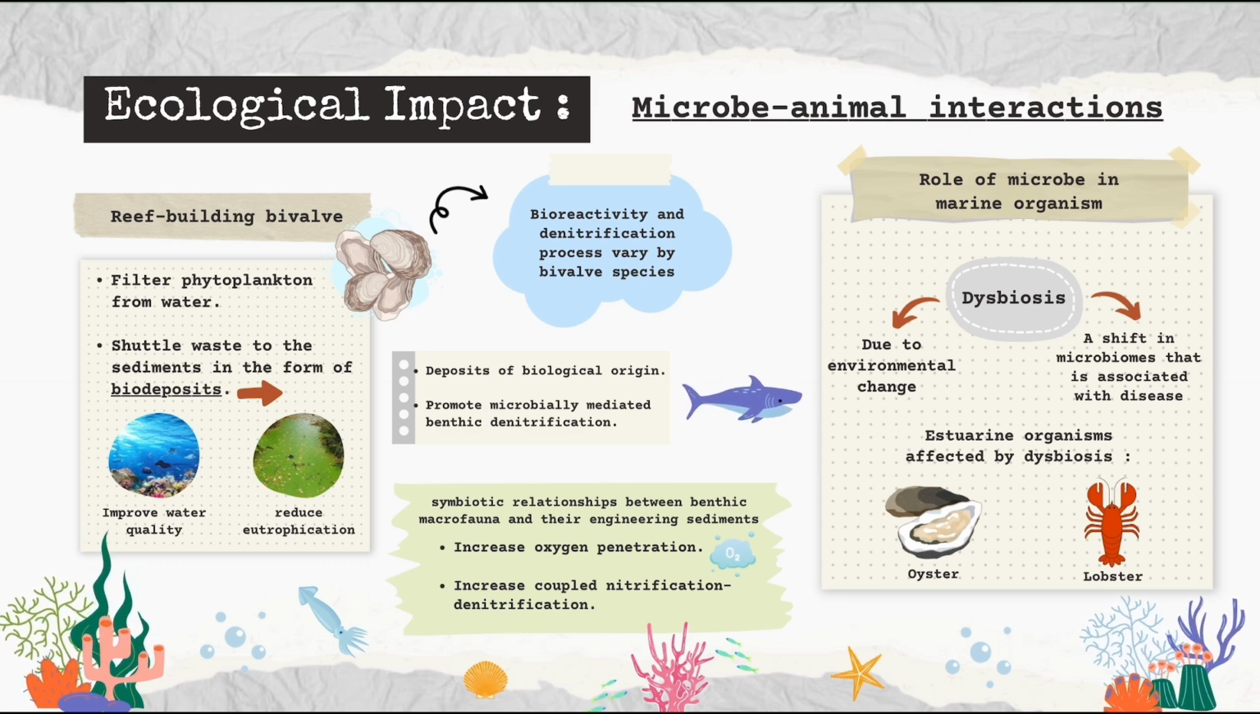Even though microbe-animal interactions pose several benefits to the ecosystems, this role of microbes may reverse depending on environmental conditions. A slight change in environment may shift the function of microbes, which can lead to the spread of disease. The term for such a situation is dysbiosis, which means a shift in microbiomes that is associated with disease and can be induced by environmental change. Dysbiosis is very serious as it not only affects the estuarine ecosystem, it may also cause disease in commercially important estuarine organisms such as oysters and lobster.